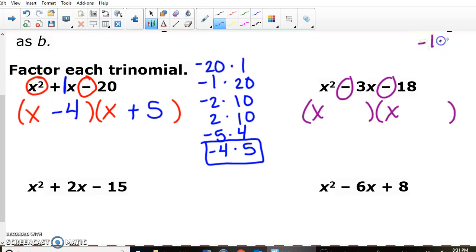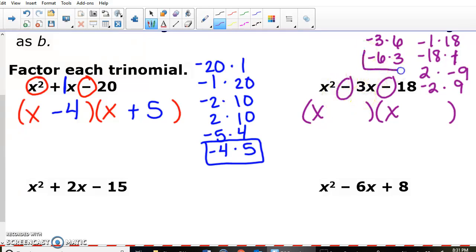So I could do negative 1 times a positive 18, negative 18 times a positive 1, excuse me. I could do positive 2 times negative 9. I could do a negative 2 times a positive 9. Or I could do a negative 3 times a positive 6 and negative 6 times a positive 3. Any of those would be workable combinations. However, remember that I want them to add this time to equal a negative 3.